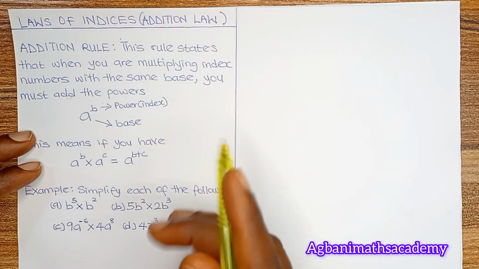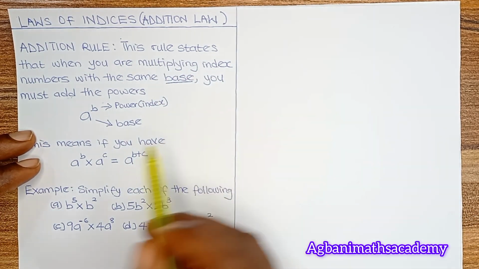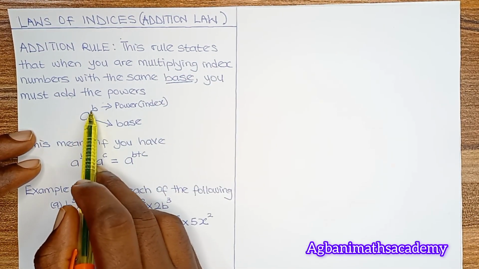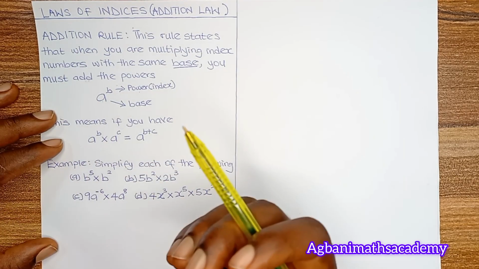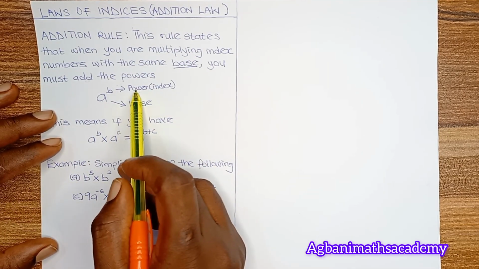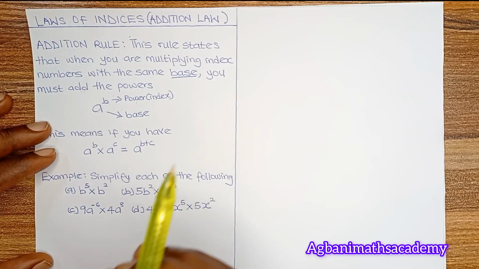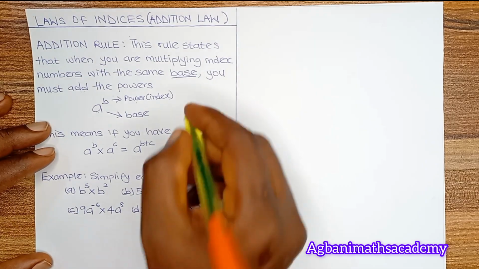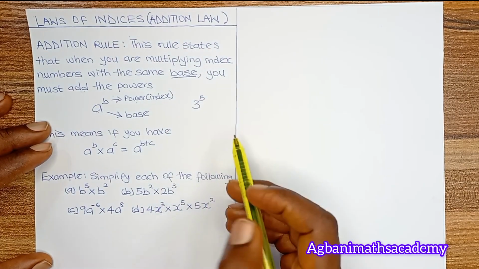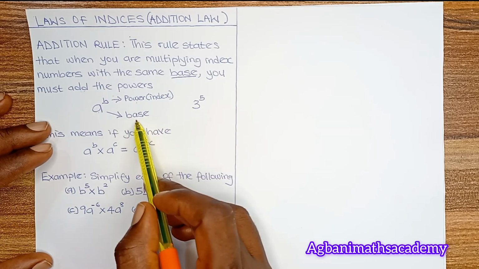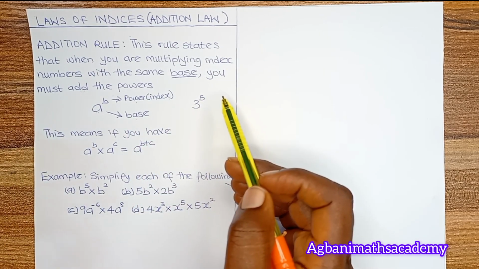So one thing we are going to observe here is base. Looking at this example, a to the power of b. B is the index value, or B can also be called the power. But A here is called the base of this index number. For example, if we have 3 to the power of 5, 3 can be called the base and 5 can be called the power or the index.